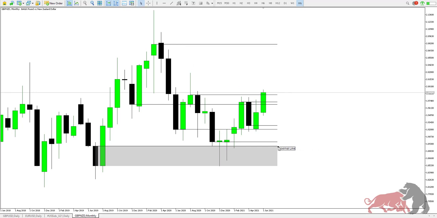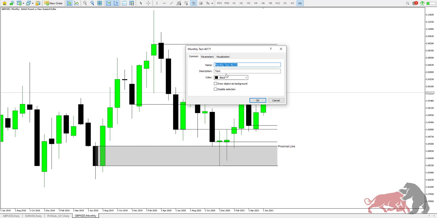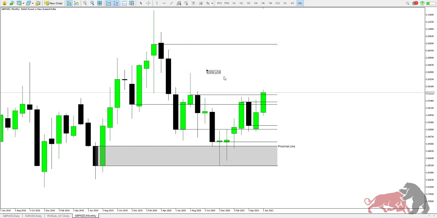Why does it become your proximal line? Because that's the line that is closer to price action. Distal is the line furthest away from current price action. Now I'm gonna just copy this, then I put it on the closing line. Now that becomes my distal line. These lines, they're going to be useful when you're defining your entry prices. So this is the distal.